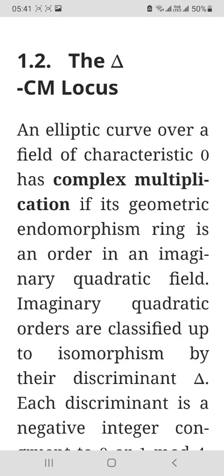Today I will talk about the delta CM locus of elliptic curves. That is, there is an order we call O, CM. Order O acts on a series of elliptic curves such that the endomorphism ring is isomorphic to the order O, and the discriminant of this order is called delta. This is the delta CM locus of elliptic curves.